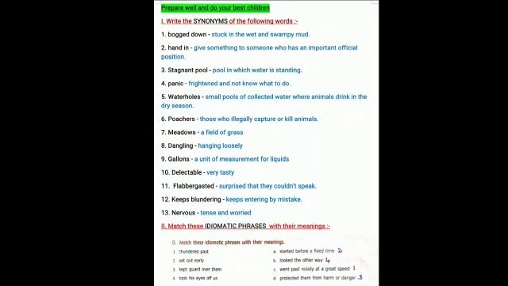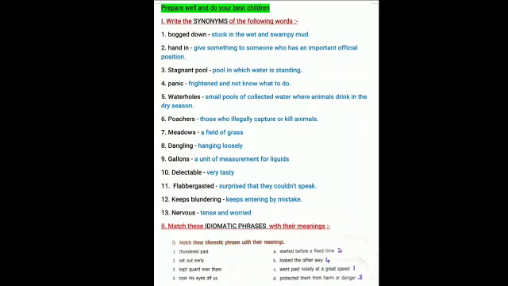In this video, first we are going to revise the synonyms from your portions. So first one, bogged down. What does bogged down mean? Yes children, you're right, stuck in wet and swampy mud. Next, hand in. What does hand in mean? Hand in means give something to someone who has an important official position.